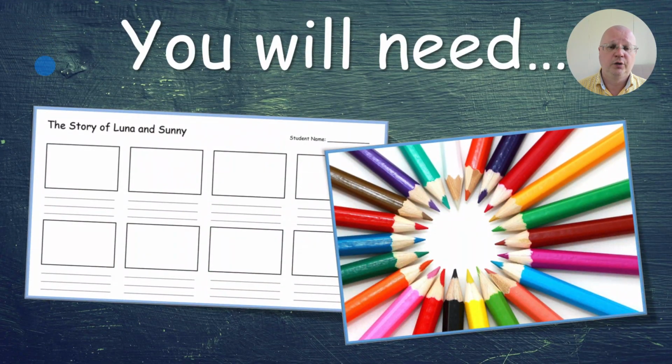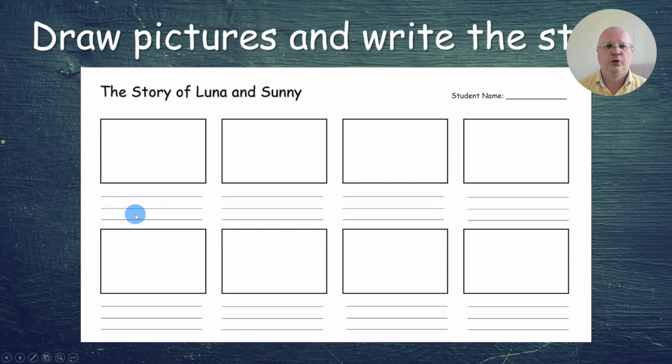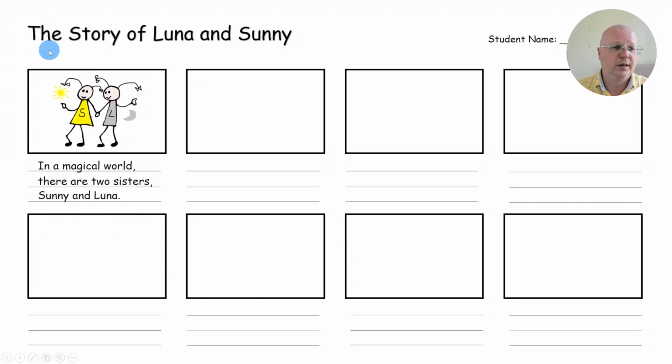Yeah, so they'll need a storyboard, and also they'll need a few colored pencils, or just a pencil if they don't have any colored pencils in class. And they need to draw pictures and write the story. You can actually dedicate a whole class to that. Here's an example. This is my attempt to draw Sunny and Luna. And here's the first sentence. In a magical world, there are two sisters, Sunny and Luna.